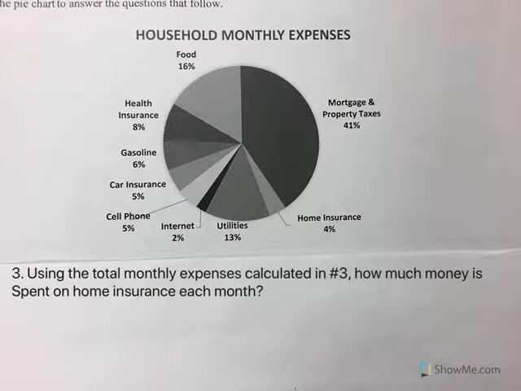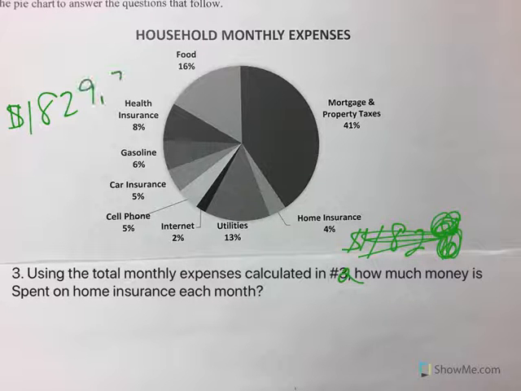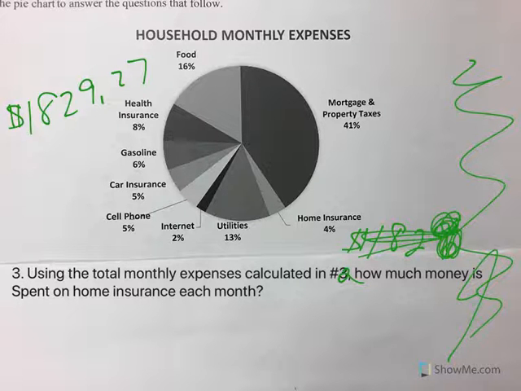Using the monthly expenses calculated in number 3, it should say in number 2. My bad. And that, again, was 1829. Why can I not write right there? Oh, that's weird. Okay, I'll just write over here, 1829.27. This white over here doesn't let me write. That's so weird. Okay, how much is spent on home insurance each month?